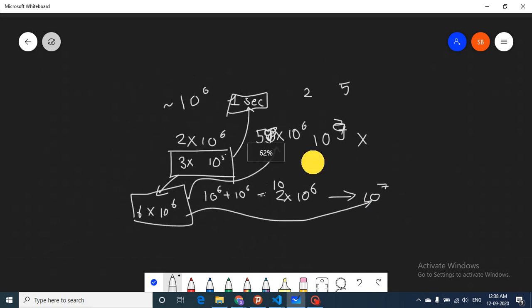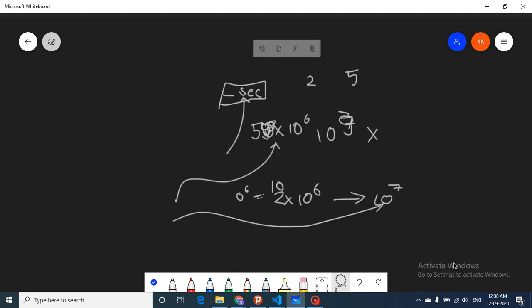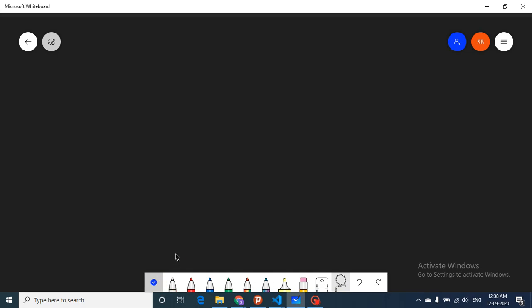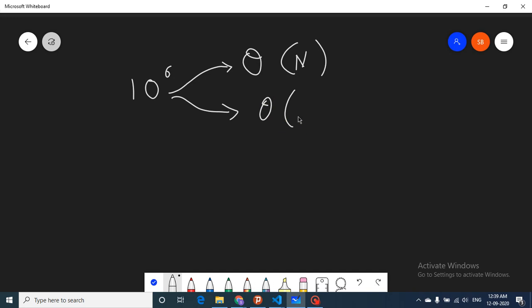Then the second thing you can understand here is, if you are given in some question that you can do 10 to the power 6 operations, then the easiest solution to go about is an order of n operation. That can be done, or you can also do an order of n log n.